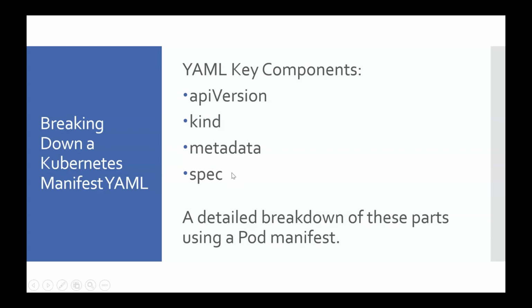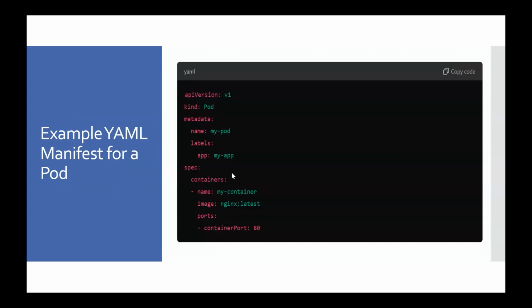So let's now go ahead and understand one basic YAML manifest file to create pods. This is one example of a manifest file to create a pod. If you just write this YAML and run the apply command on this YAML file, it will create one pod, that is my-pod, inside your Kubernetes cluster.